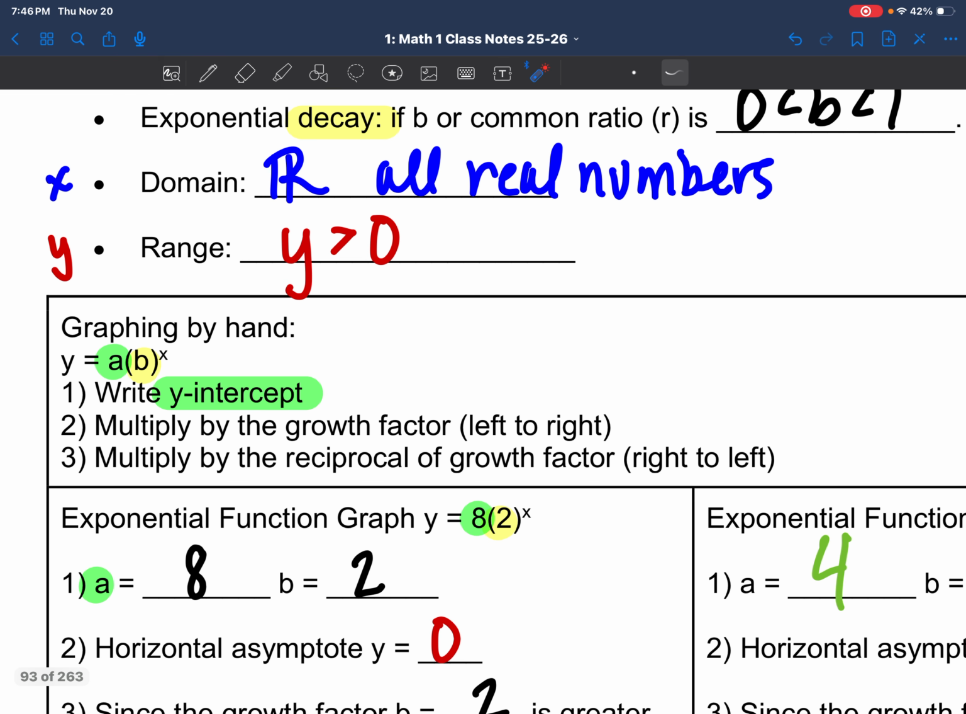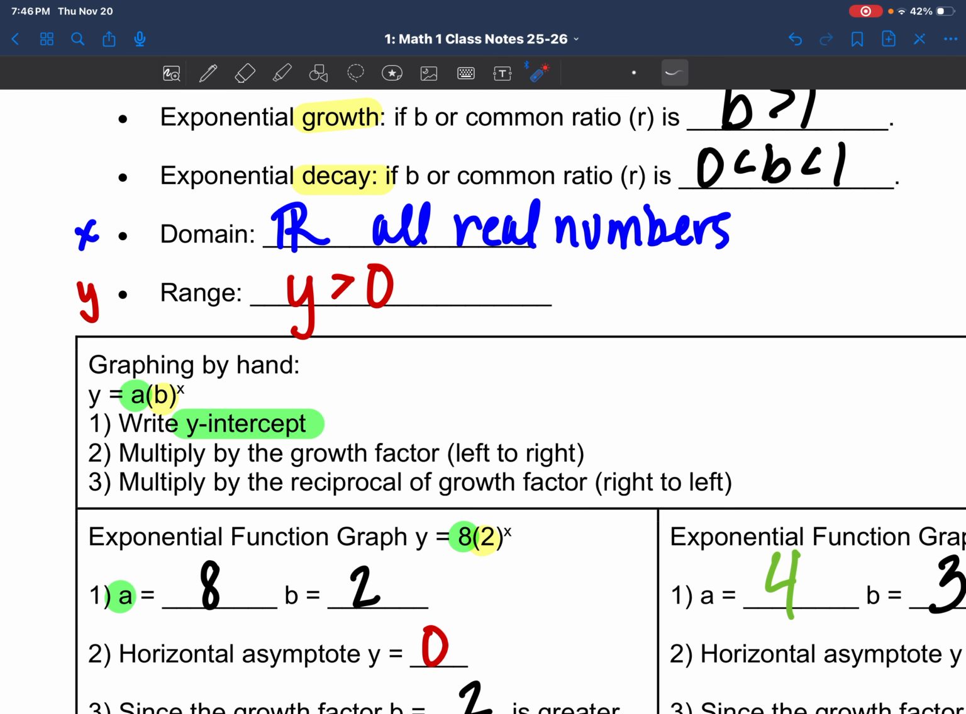All right, so when you're graphing by hand, it's important to make sure that you do the formula right here. And remember, we said a is the y-intercept. And we're going to multiply by the growth factor going left to right, or multiply by the growth reciprocal if we're going right to left. So I'll show you what I mean for these two.